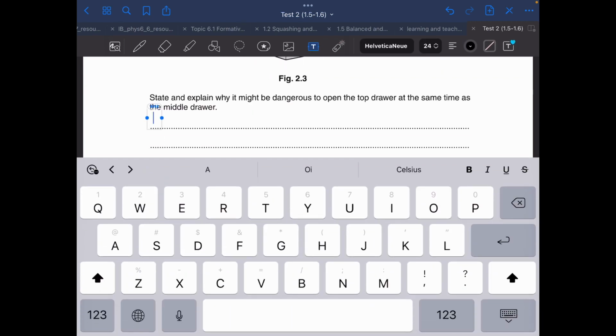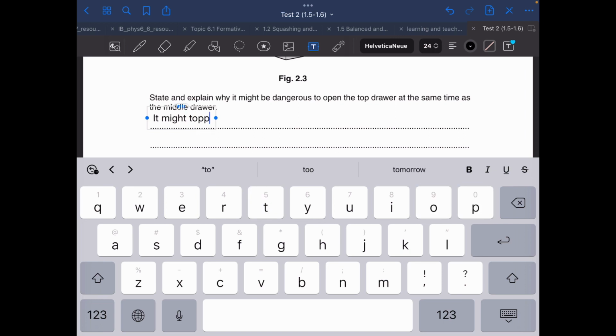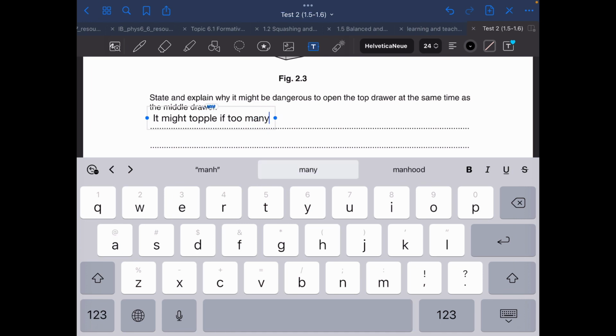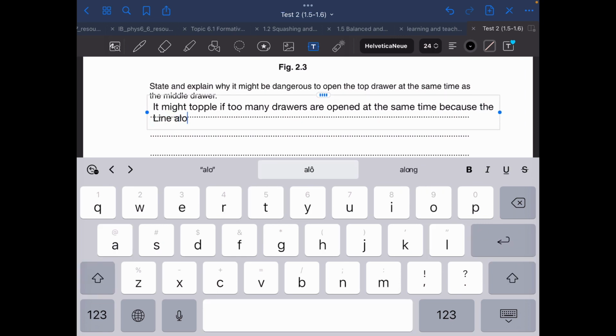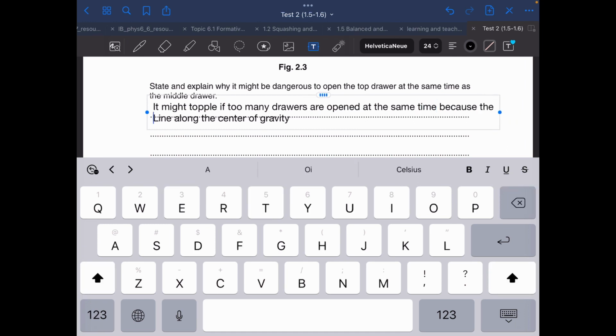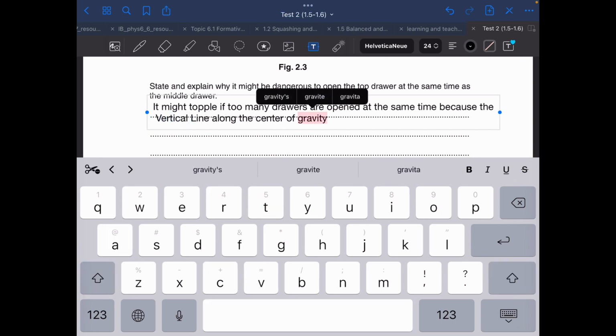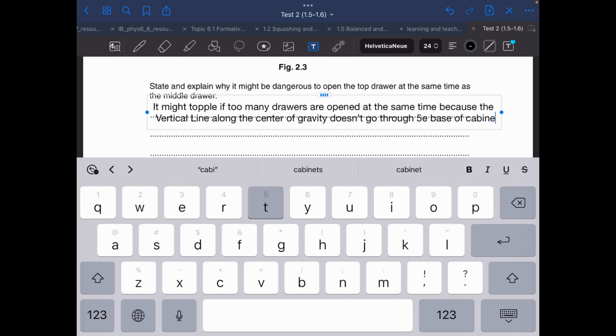So if you want to put these in writing, it might fall or might topple if too many drawers are opened at the same time, because the vertical line along the center of gravity doesn't go through the base of the cabinet. I think that should be fine.